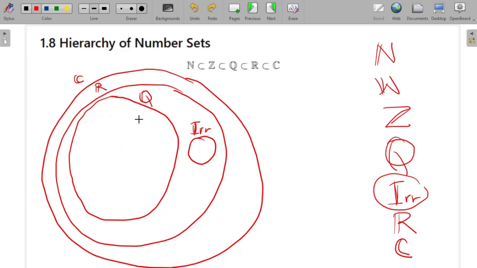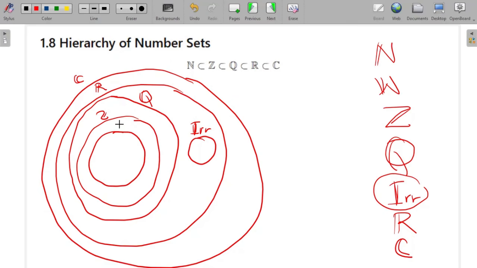And then the rational numbers are going to be divided into the integers. Okay, so we have the integers here, which are just Z. And then from the Z, we have the whole numbers, which are just W. Then from the whole numbers, we have the what? The natural numbers. Yeah, so this is the hierarchy of the sets of numbers.